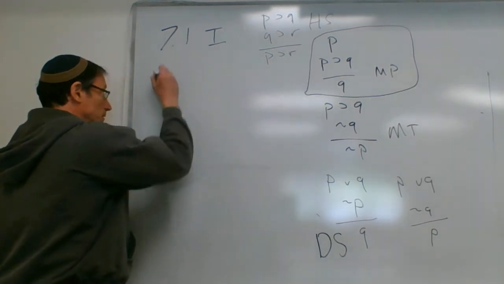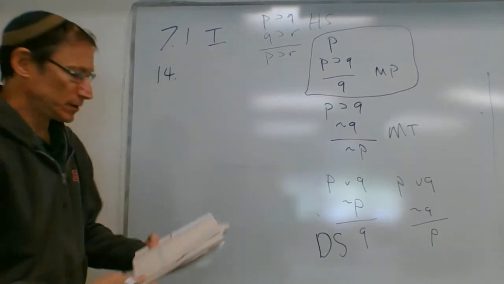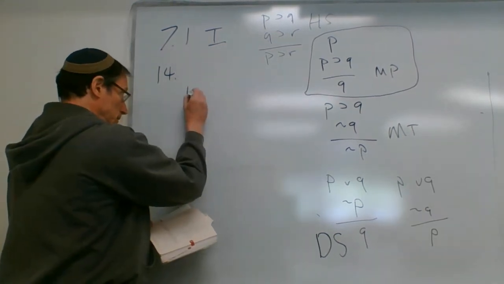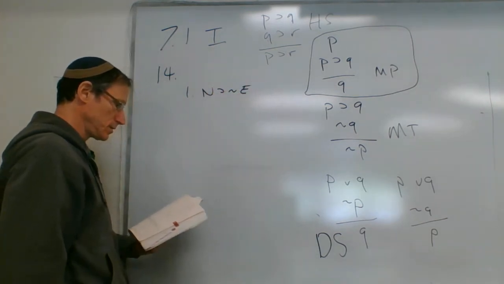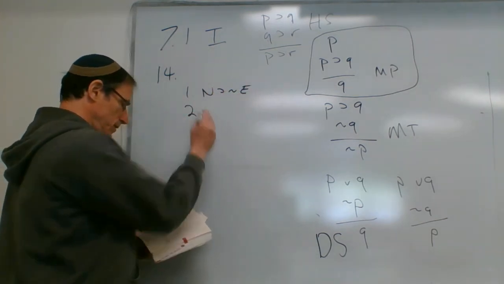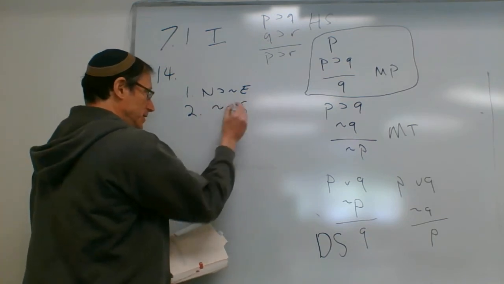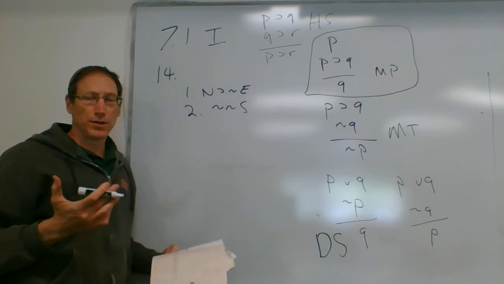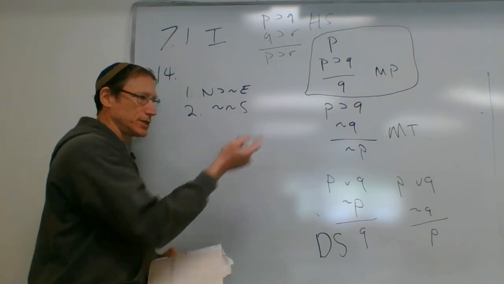Number 14. We have, okay, N horseshoe not E. We have tilde tilde S. Now you might think that's an odd way of speaking, but you're going to have to get used to this, that sometimes you'll have double negations in front of things.